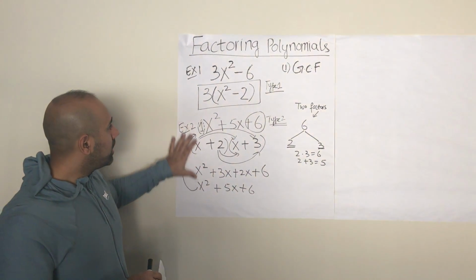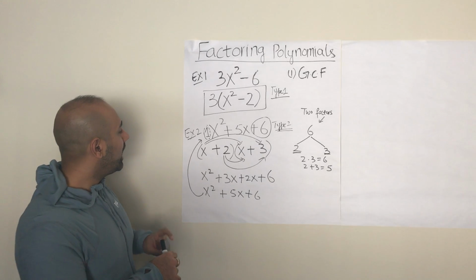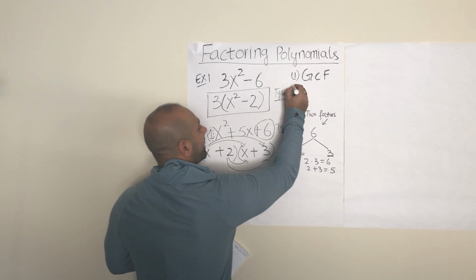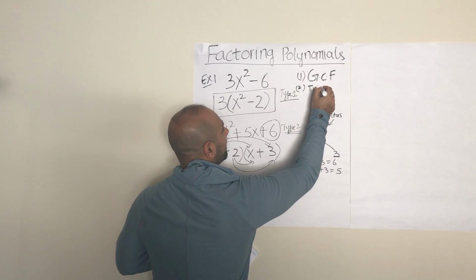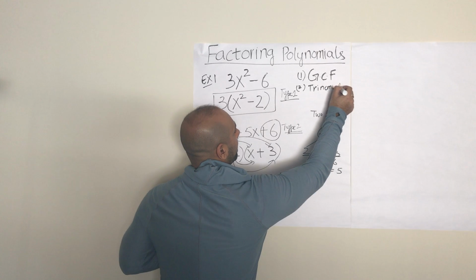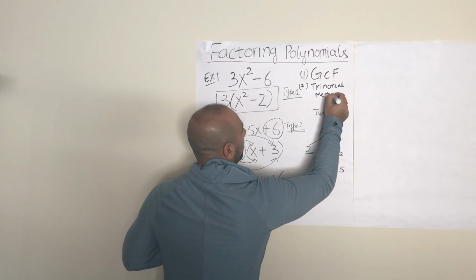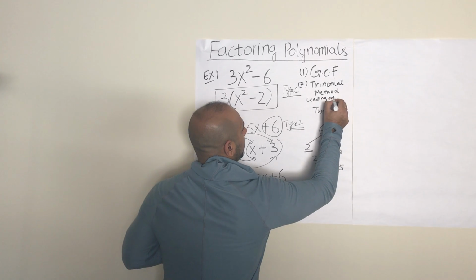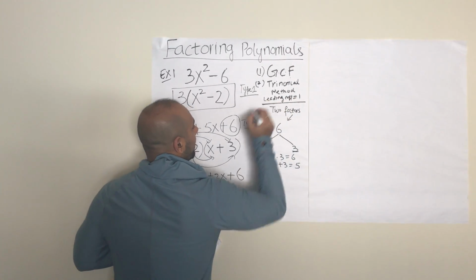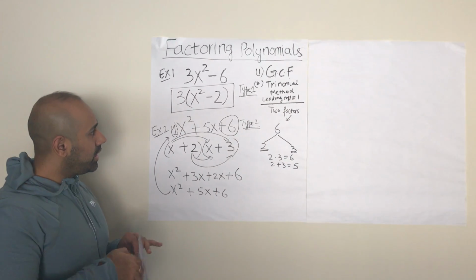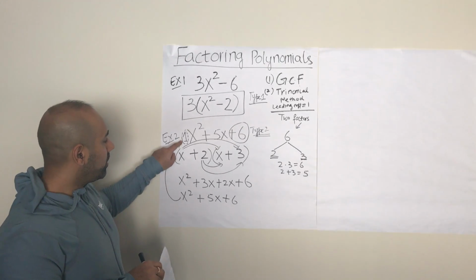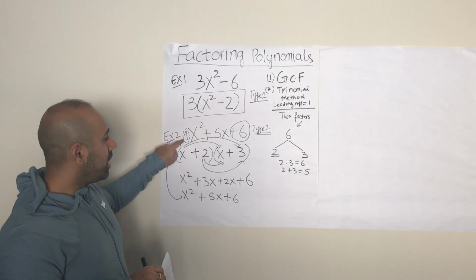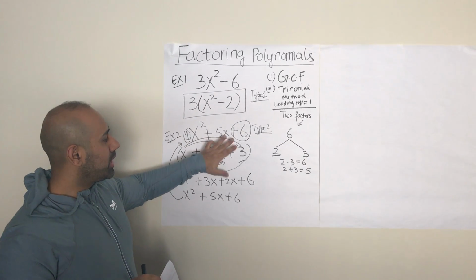Okay, so these are the first two types. I like to call this type 2 the trinomial method, when the leading coefficient is 1. I would also like to discuss the other two methods, when the leading coefficient is different than 1 and also when we have more than 3 terms.